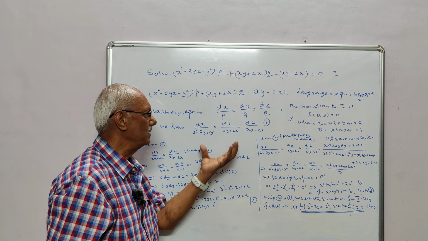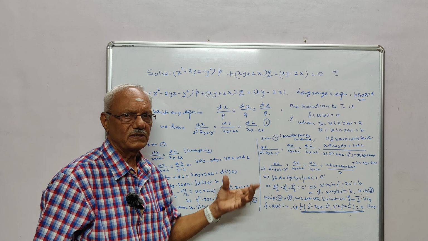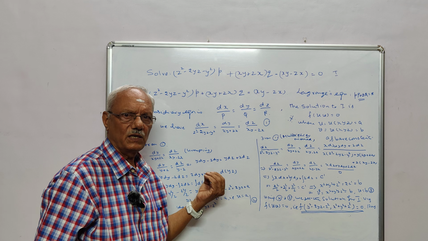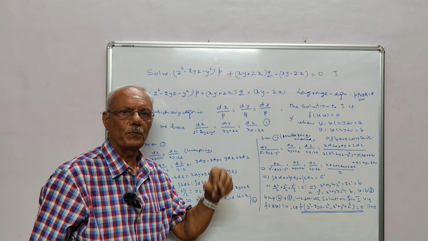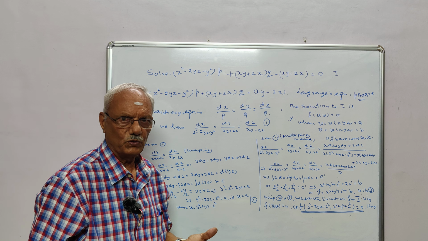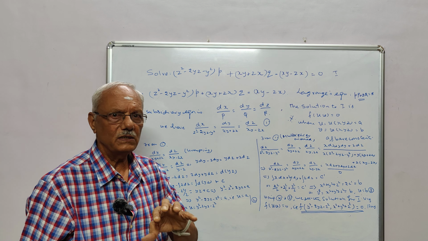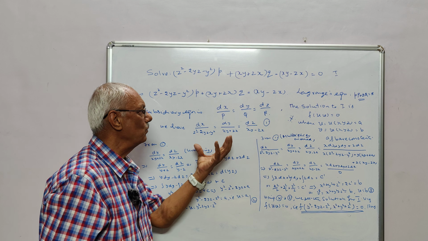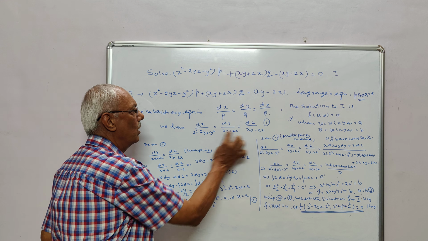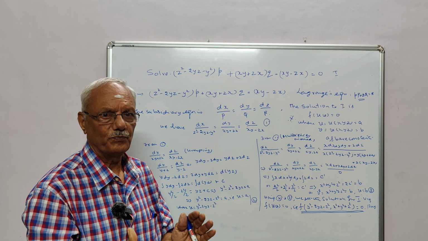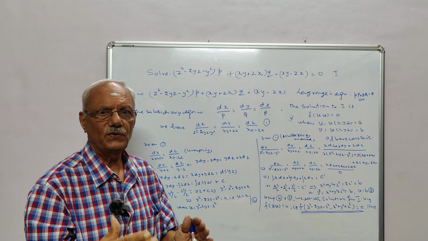What is the meaning of grouping method? You have something like a by b is equal to c by d is equal to e by f, something of that form, where the ratios are equal to one another. Now we will use the properties of ratio and proportion, like componendo or dividendo or something like that, in order to get the solution. Now here I am going to group it. Group it means you can take either these two or these two or these two. You group them and then find the function.